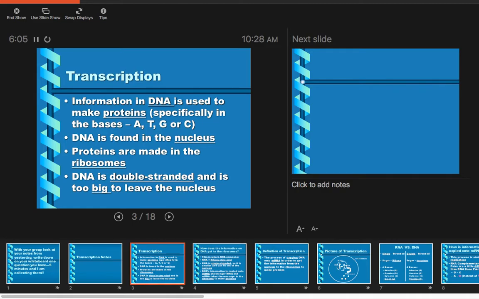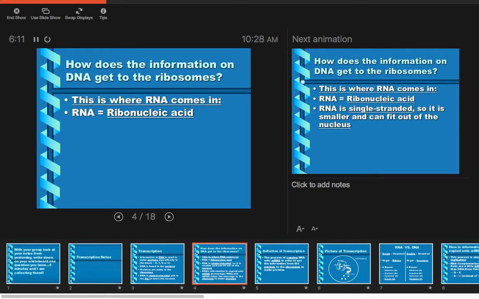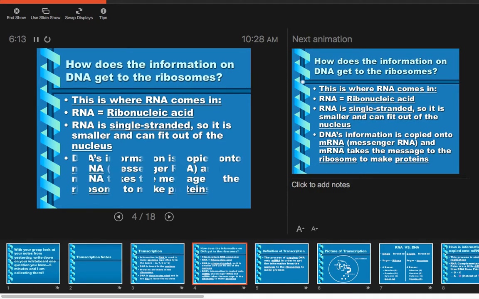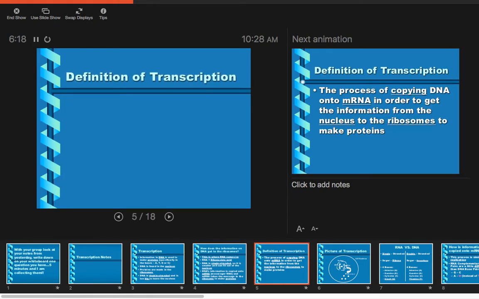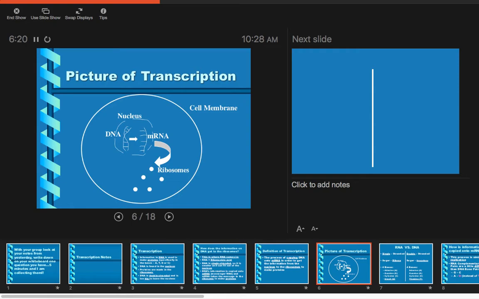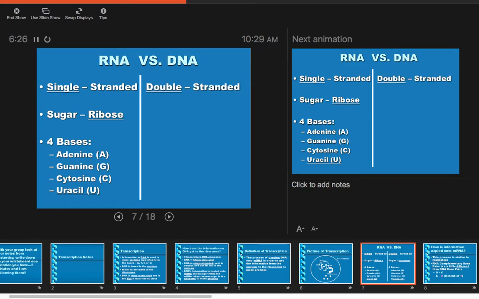If you are following along, I pretty much just said the first 2 or 3 slides. So we already talked about this. Where RNA comes in, DNA's information is copied into RNA. RNA goes to the ribosome. And let's look real quick, before we dive into the steps, at a few differences between RNA and DNA.